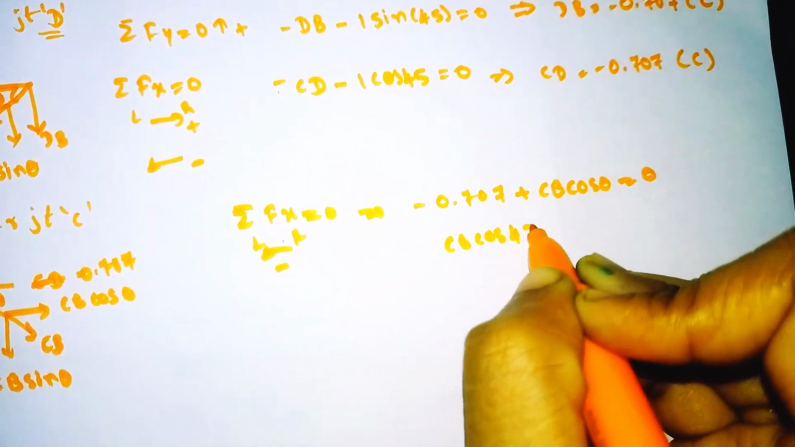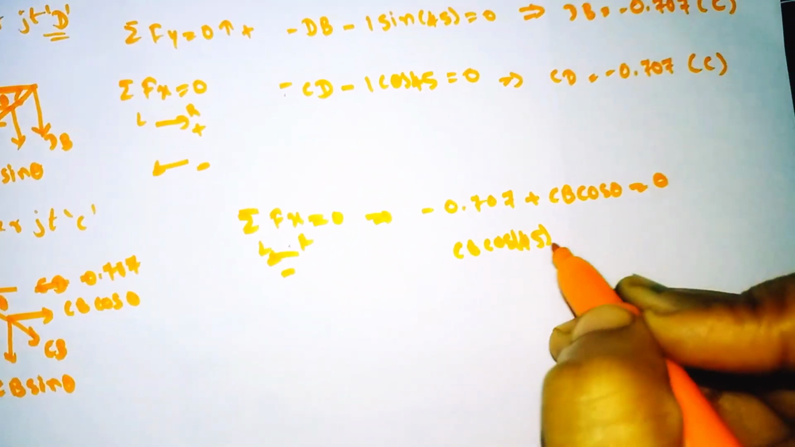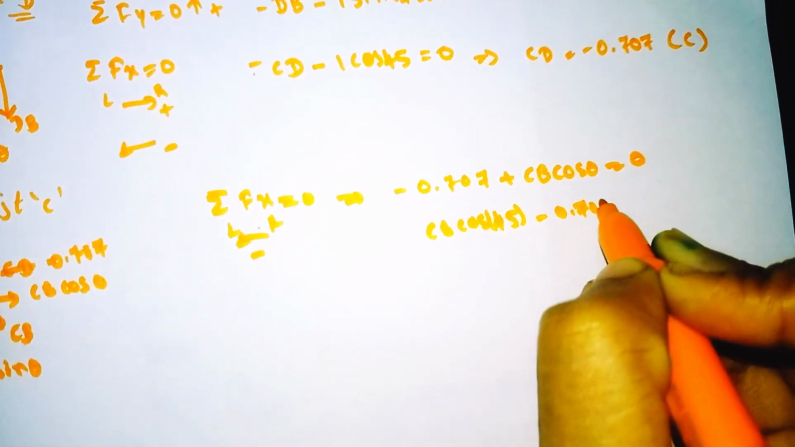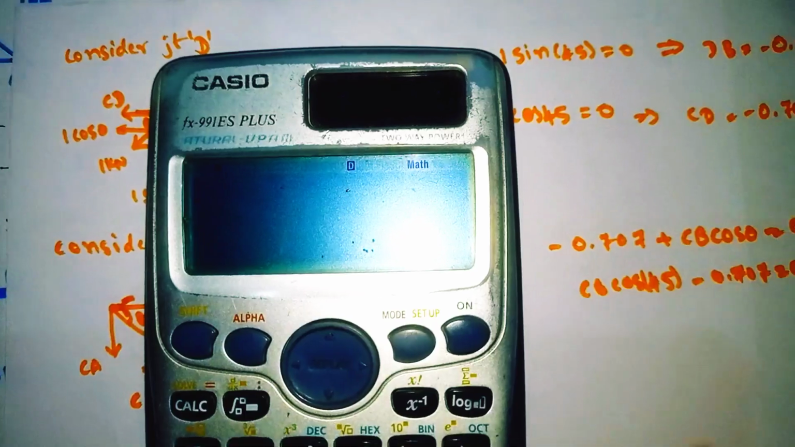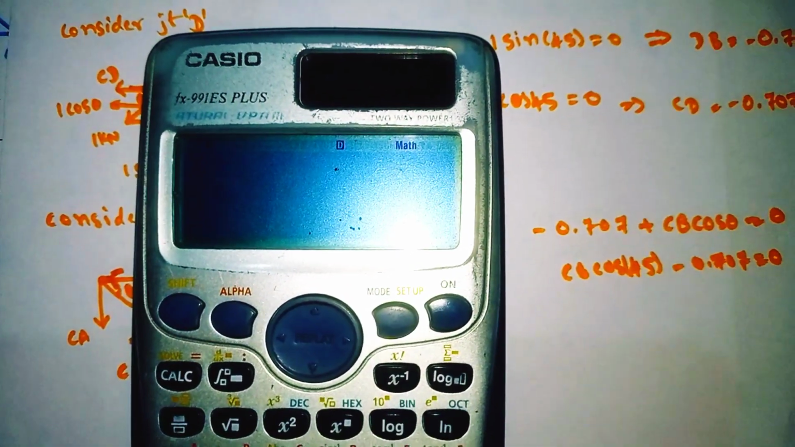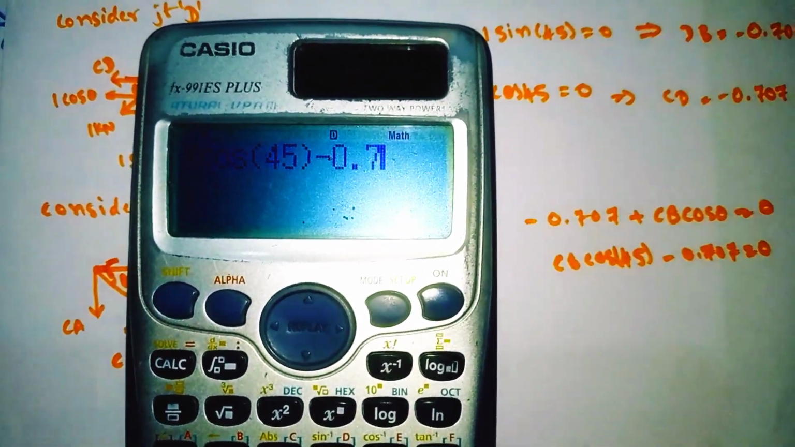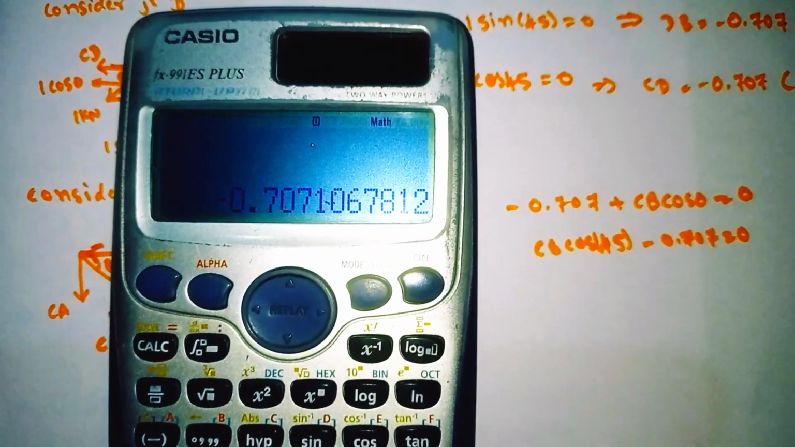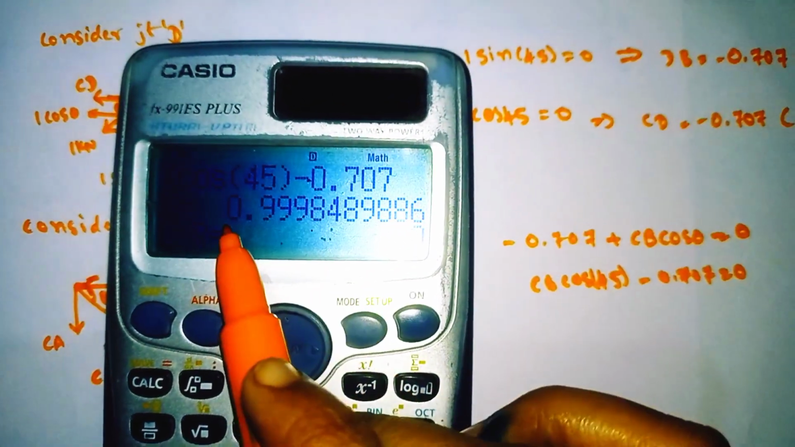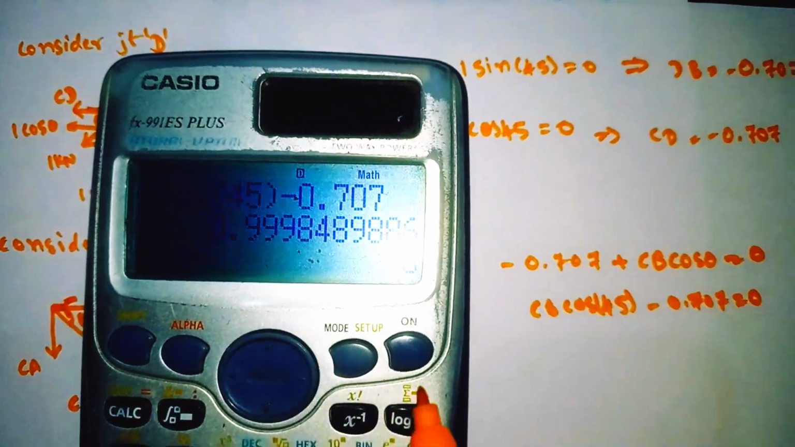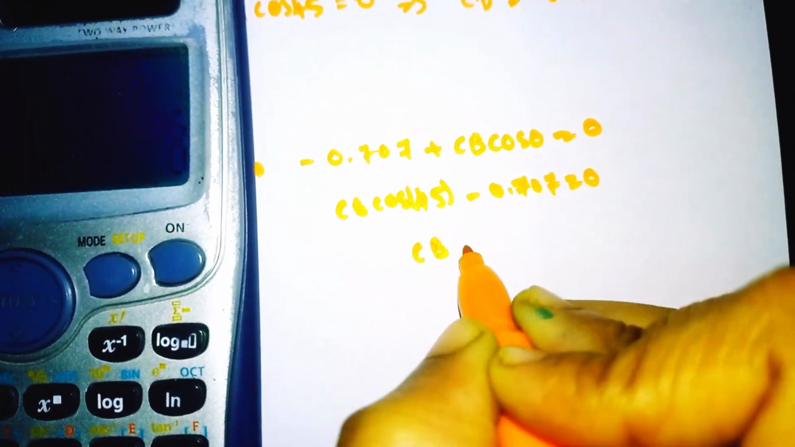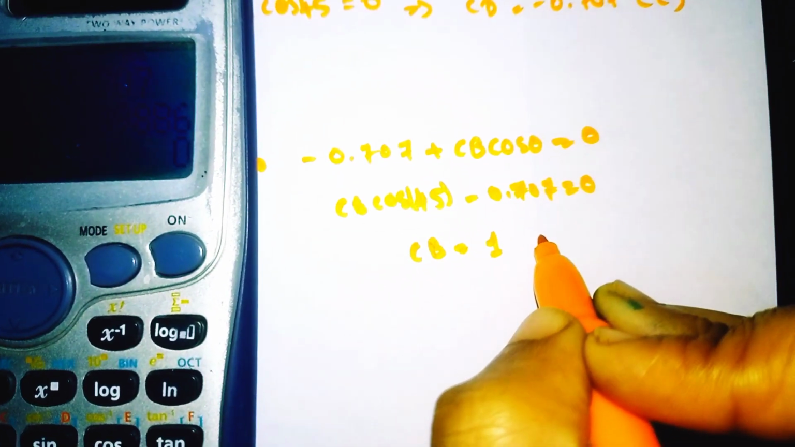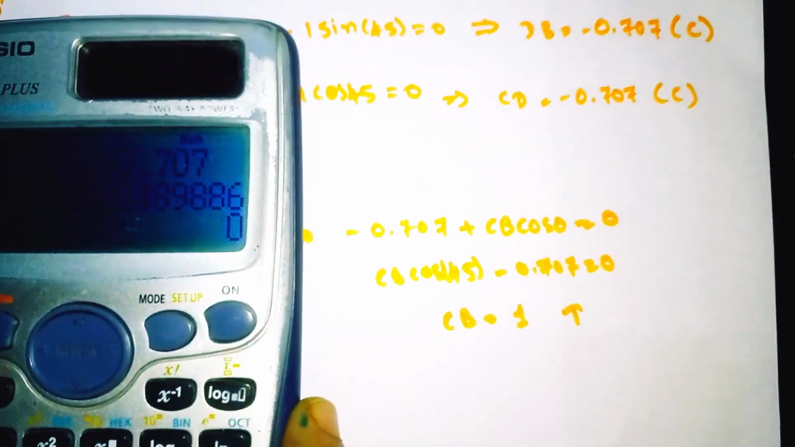CB cos 45 minus 0.707 is equal to 0. CB is nothing but x. So x cos 45 minus 0.707 is equal to 0. It will come out as 0.99, which means 1. So our CB value we got was 1. CB value is equal to 1. Positive means it is in tension, towards each other.